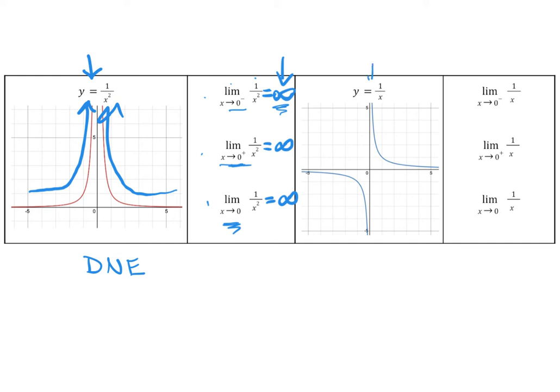So just 1 over x. As the limit of 1 over x approaches 0 from the left, approaching 0, it's going to approach negative infinity. From the right, as I'm approaching 0, hey, well, that is going to approach positive infinity. And since the left side does not equal the right side, the limit as x approaches 0, this one does not exist.